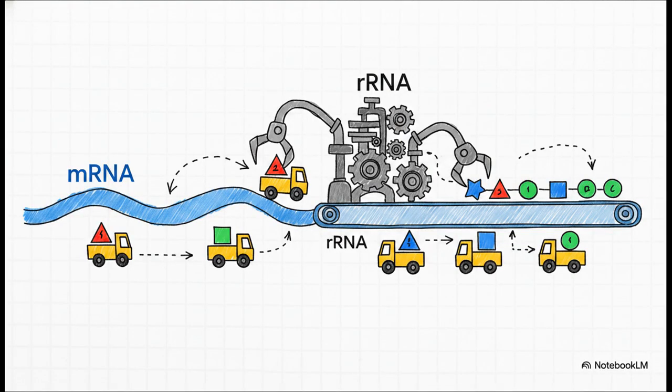Now, the messenger RNA isn't working alone. It's part of a 3-RNA team. You've got the mRNA, which carries the message. Then you have transfer RNA, or tRNA. Think of it like a delivery truck that brings the right building materials. And finally, ribosomal RNA, or rRNA, which is a key part of the ribosome factory itself.